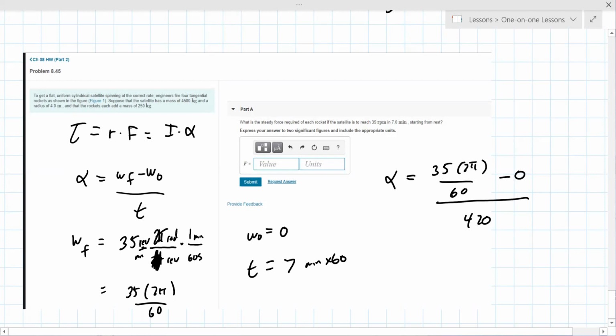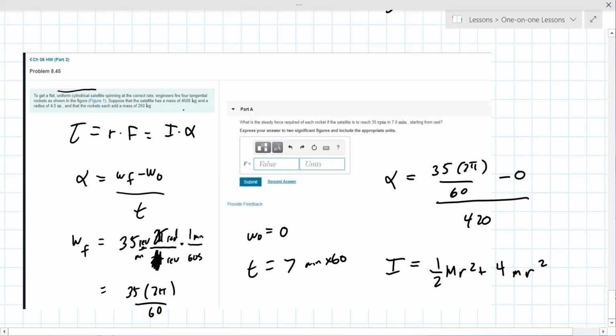We got that. Great. So now we need the I, and this is where I have no idea how they come up with this. It has to do with the cylindrical shape, I'm sure, flat cylindrical, but it's kind of bothersome here. It's 1/2 big M r squared plus 4 little m r squared. Okay, M is the mass of the big thing.